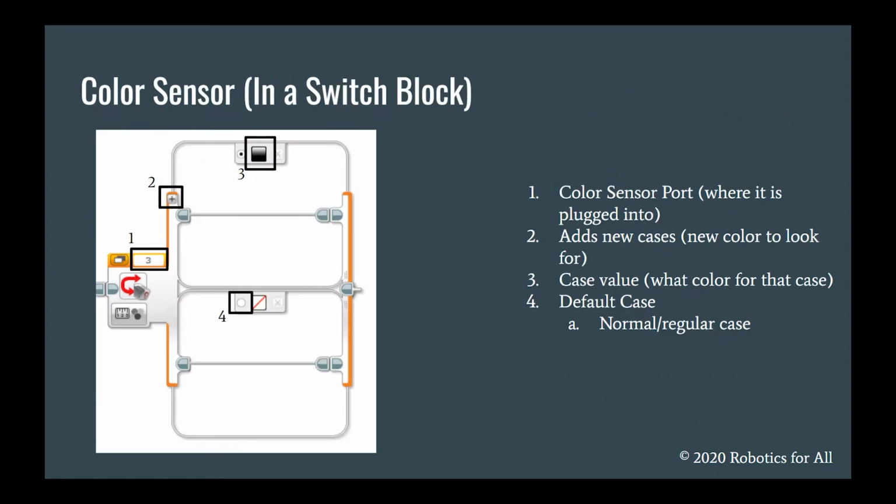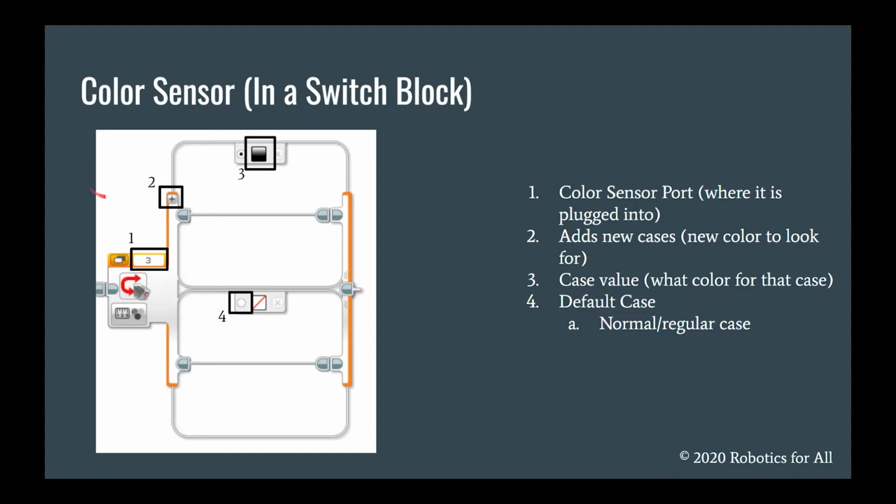Today, we'll also be learning about a new sensor called a color sensor. The color sensor works very closely with the switch blocks. When the switch block mode is set to the color sensor, we can write code depending on which color is beneath the sensor. The area marked as 1 is where you can select which sensor port the color sensor is plugged into. The plus button, marked as 2, is where you can add new cases.